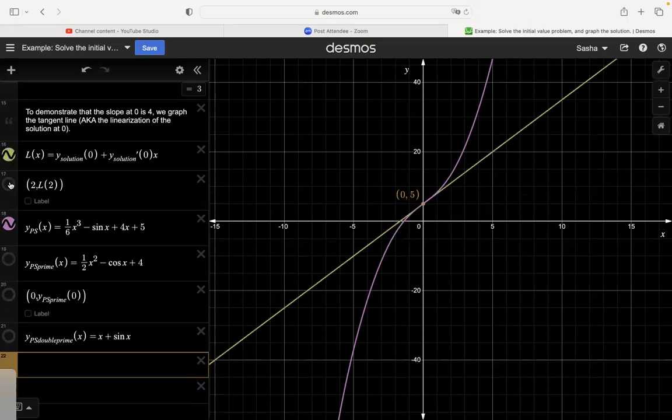And if we graph the tangent line and a point on the tangent line, we can see that not only does the original solution pass through 5, it has the right slope, or when x equals 0, the y value is 5. It has the right slope at x equals 0. And it has a slope of 3, which is what we wanted.